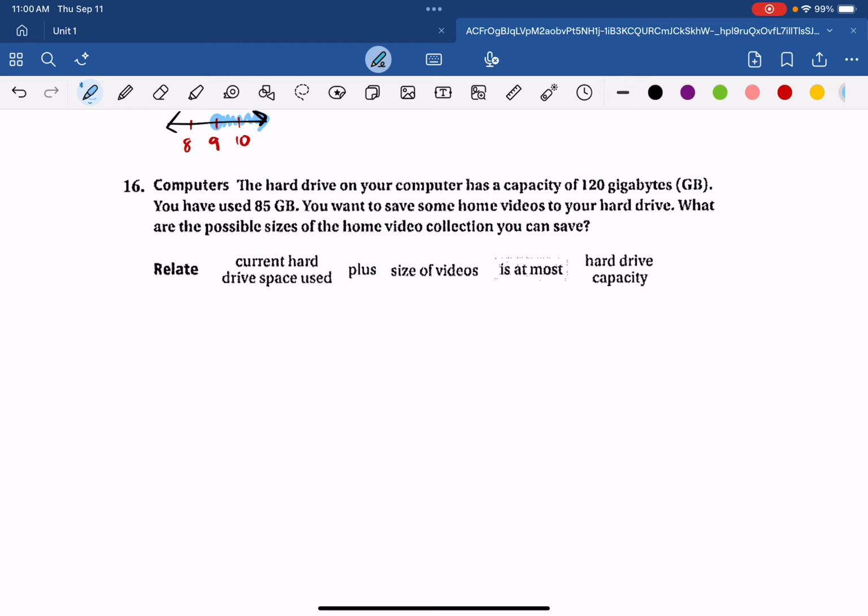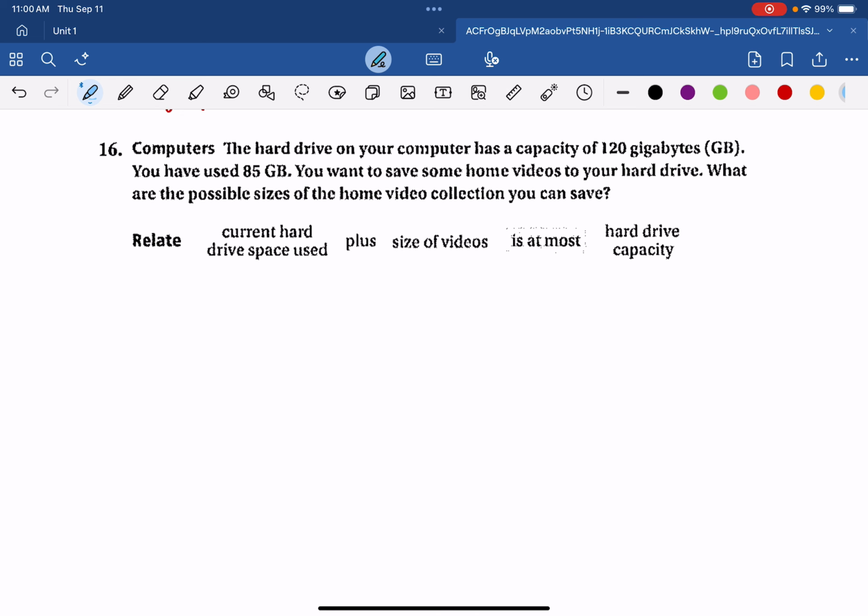Okay, so it's kind of helping me here. So I'm thinking about, all right, what do I currently have to work with? How big are the videos that I'm going to be taking? And then how much capacity do I have to work with? Okay, so currently, how much do I have on my hard drive? Well, currently it says I have used 85 gigabytes. Okay, it says you have used this. So 85 would be my current hard drive usage.